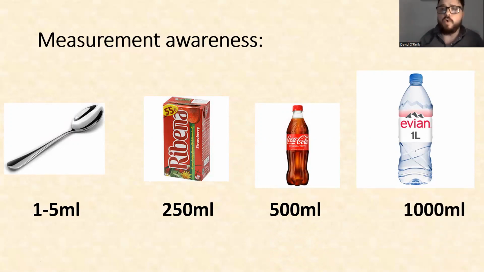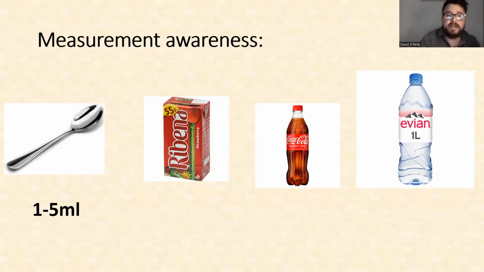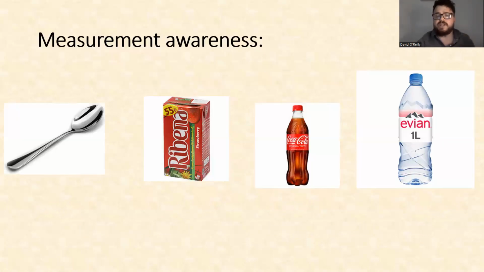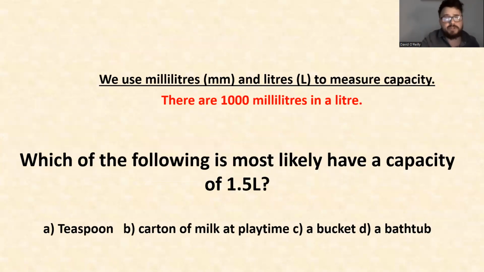So far, all we've done is talk about our awareness of measurement, made some predictions and some estimations, and these are good go-to objects. So let me remind you of the question we looked at a minute ago. Which of the following is most likely to have a capacity of 1.5 liters? Well, now that we know that this big bottle of water has 1 liter, we want to be thinking about maybe just a little bit more than this big bottle of water.